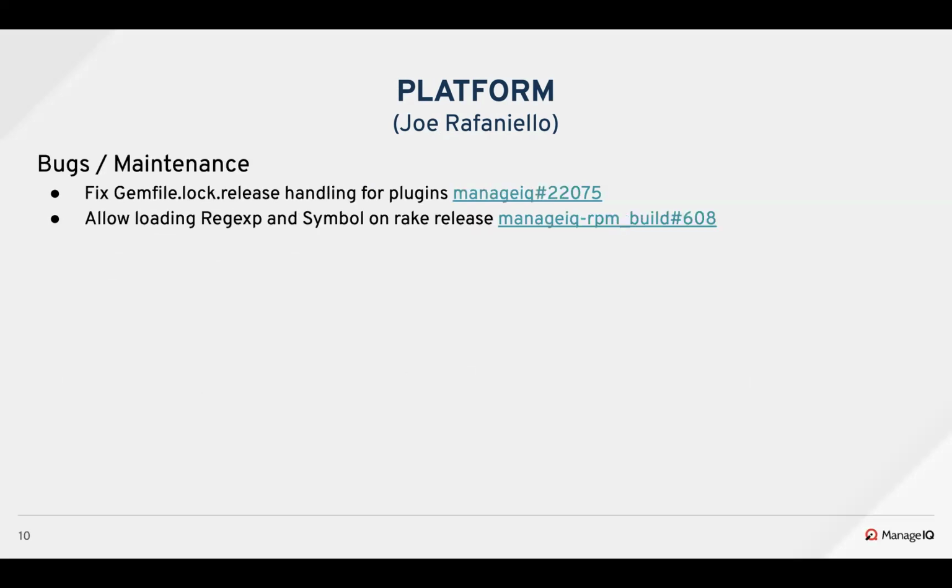For bugs and maintenance this sprint, Adam fixed testing of release branches for plugins to ensure they are tested with the gems as described in the Gemfile lock release. And Jason fixed an issue in RPM build running rake release by allowing regular expressions and symbols to be loaded from YAML input files. Next slide.